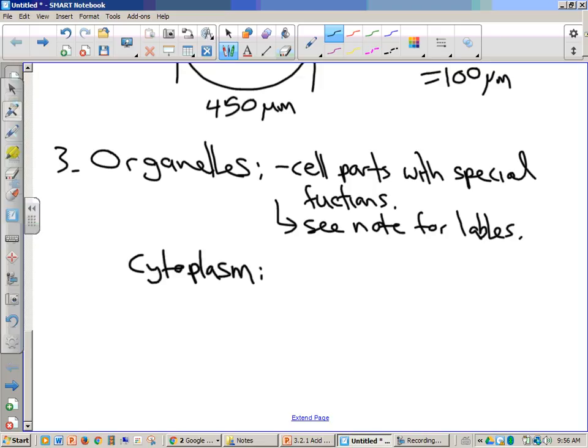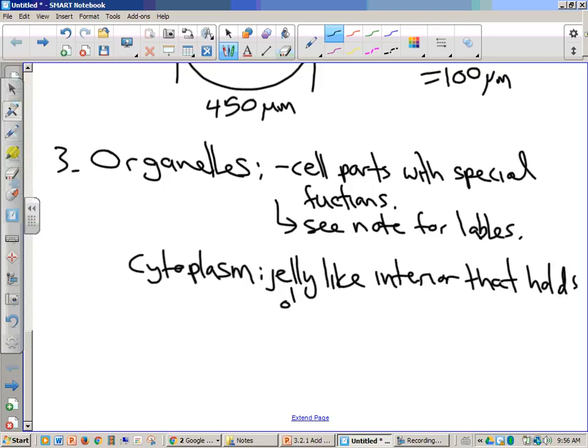Cytoplasm. What's the cytoplasm? Yep, Cade. The goo inside of the cell. It's the jelly-like substance that the other organelles are in. But you're right, it's the goo inside of the cell. I'm going to put jelly-like, and what do I have? Interior that holds other organelles. So it's the stuff that's on the inside.